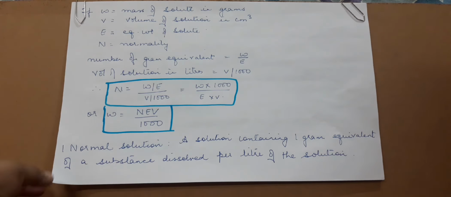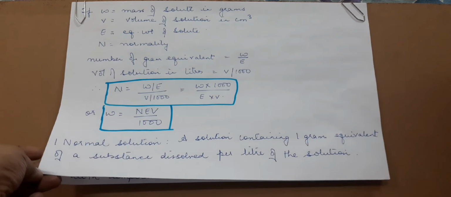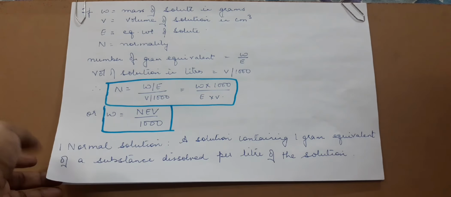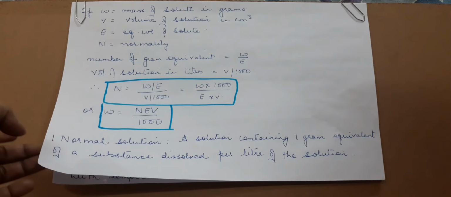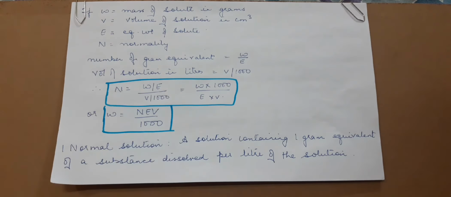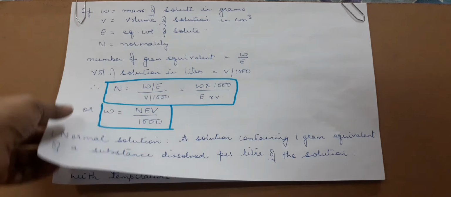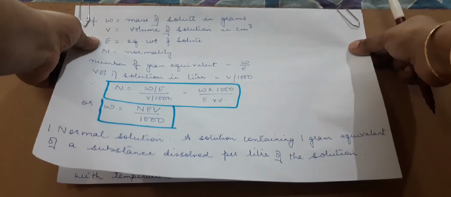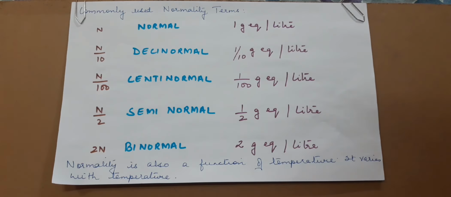Okay, so one normal solution contains 1 gram equivalent of the substance dissolved per liter of the solution. W is equal to NeV by 1000. This is what you're going to use for different numericals, which we will be doing later. Okay, so that is in terms of normality. Now, just like molarity, we have different normality terms. We had seen 1 molar solution, decimolar solution. That way we have normal solutions also.